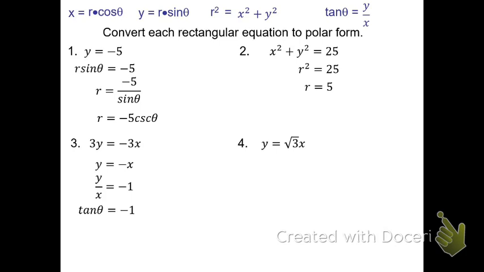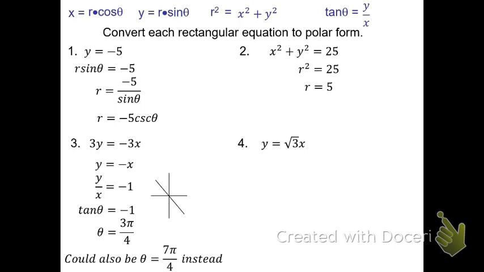Stop and think about the unit circle. Where is the tangent going to be -1? Well, it's up and to the left or down and to the right. But where does it happen? It's where the x and y values are opposites. So that would be 3 pi over 4 up and to the left, or 7 pi over 4 down and to the right. So in polar form, the equation is going to be theta equals 3 pi over 4. That's the definition of that diagonal line. Or we could also call it 7 pi over 4 is equal to theta.